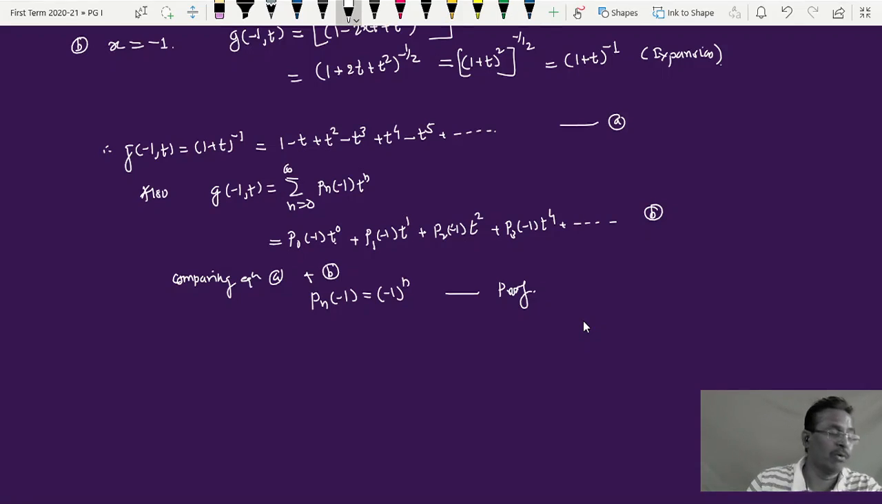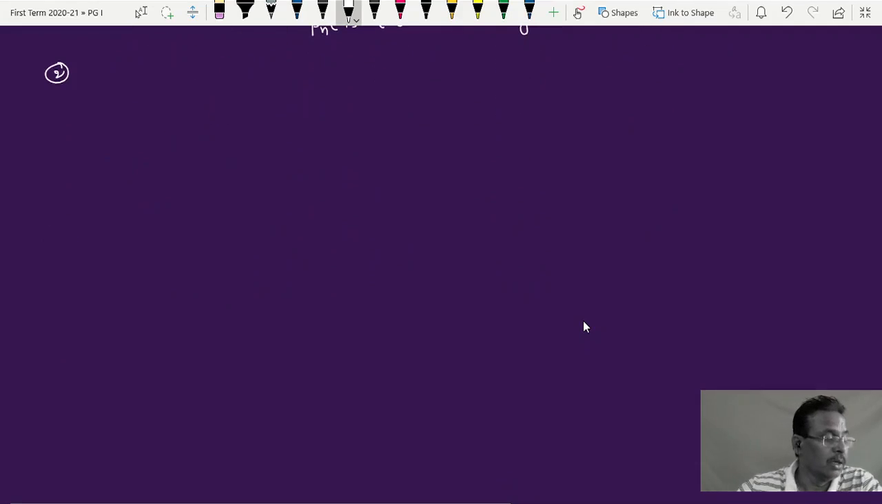So today we'll go for another property, number 2. Now we have to show that Pn of minus x is equal to minus 1 raised to n into Pn of x. Pn of minus x is equal to minus 1 raised to n into Pn of x.